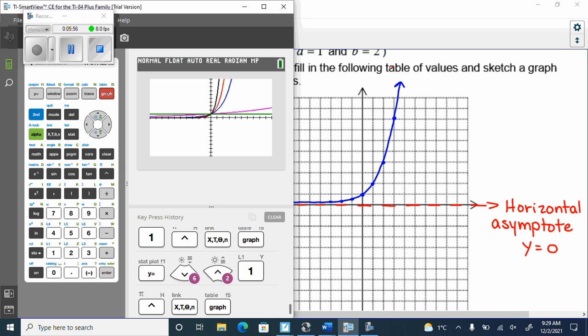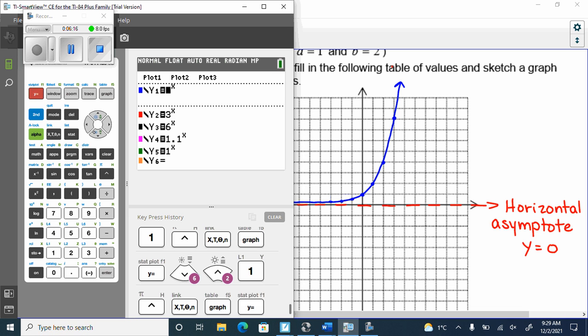It's just a line. It's not an exponential graph. Because 1 to the 2 is 1, 1 to the 3 is 1, 1 to the 4 is 1, 1 to the 5 is 1. 1 to the x is actually the line y equals 1. It is not an exponential graph. Do you see that?